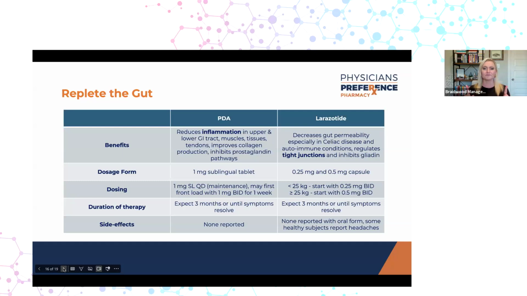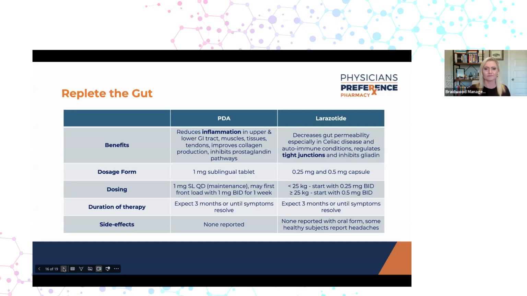One of the main differences here is that larazotide works differently because it actually physically rearranges the filaments in the tissue in the gut. So it doesn't just seal up the lining, it actually rearranges it in a more favorable way that helps to keep the nutrients in and the toxins out. The PDA is a sublingual tablet. Don't let that discourage you from using it for gut issues. They will dissolve it under the tongue. They will get absorption into the gut, and it will go everywhere. The PDA goes everywhere. Larazotide comes in 2 strengths of a capsule.